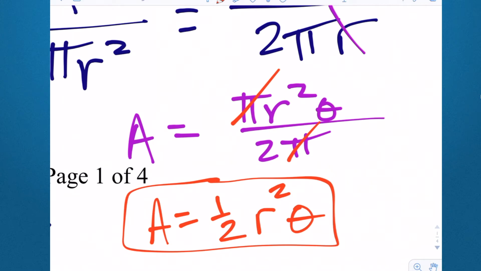Good. One half r squared theta. You think I'll give that to you on a quiz or a test? Say no. No, I will not. You have to know it. Okay? But you don't forget your baby's name, do you?